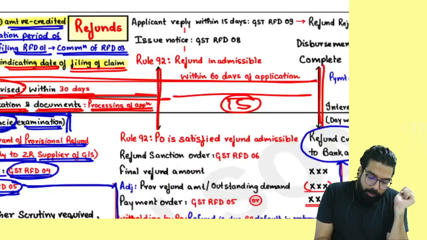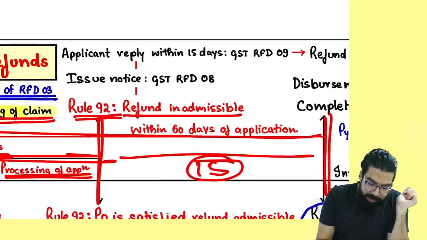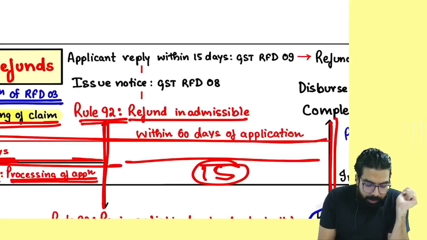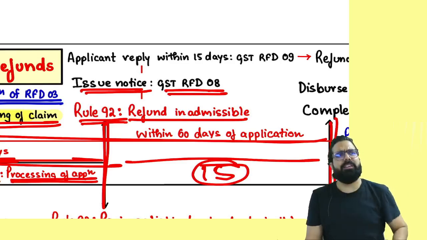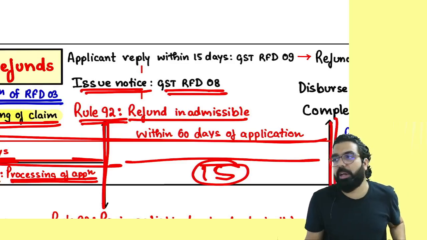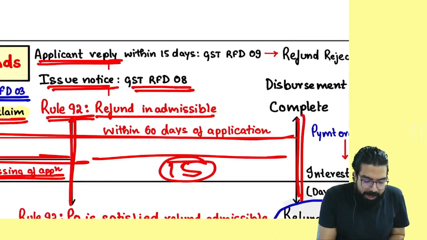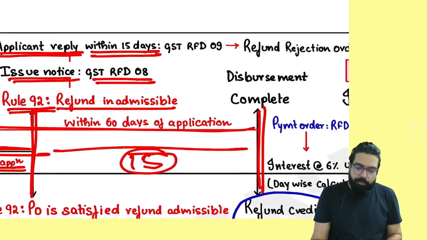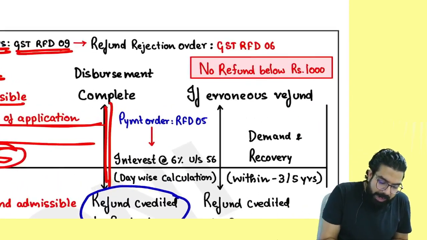Now, within 45 days, if the refund is inadmissible, they will go ahead and issue you a notice in RFD 08 saying, sir, the refund is inadmissible. We don't want to give you the refund. The refund is inadmissible. Now, the applicant should reply within how many days? 15 days in RFD 09. And sir, either the refund rejection order will be given in RFD 06.